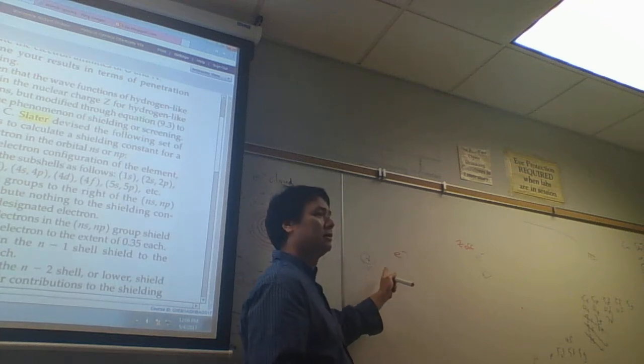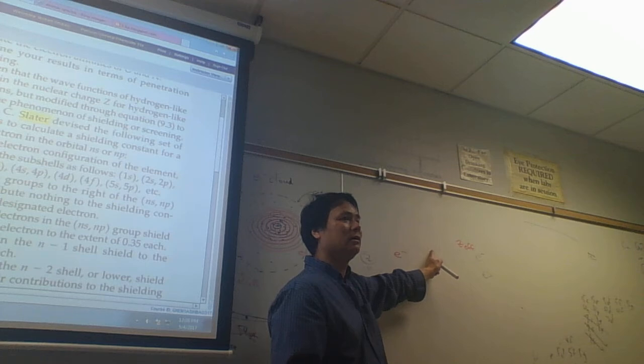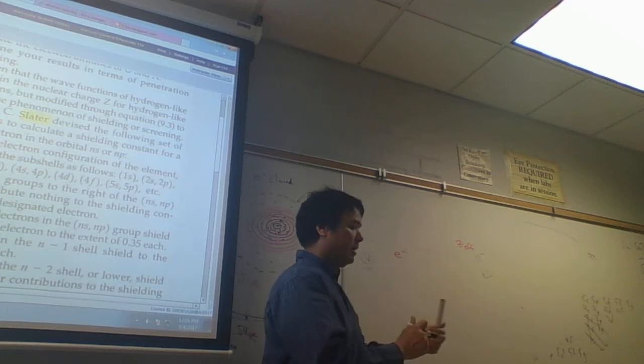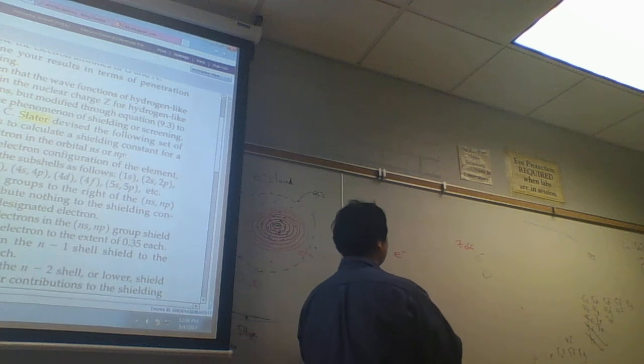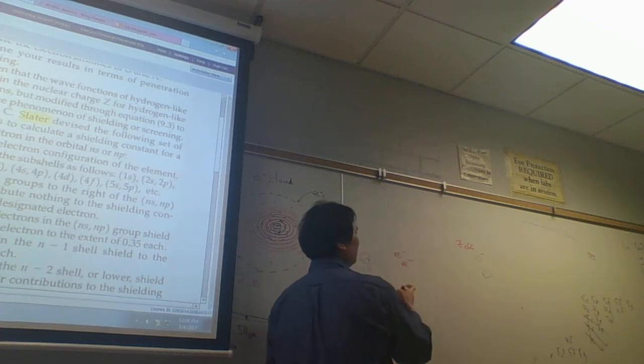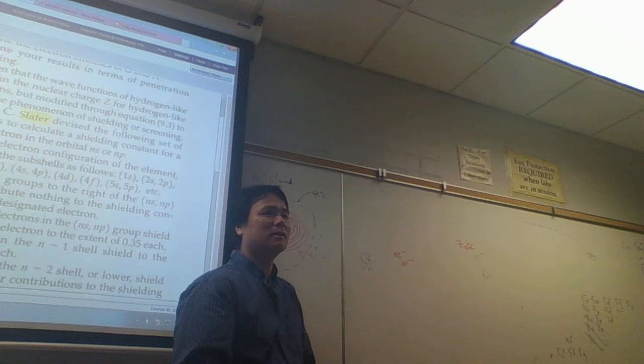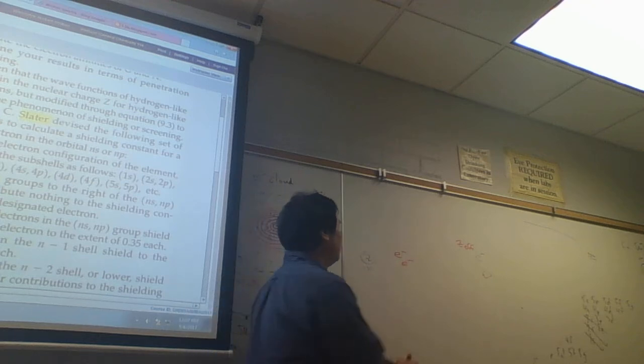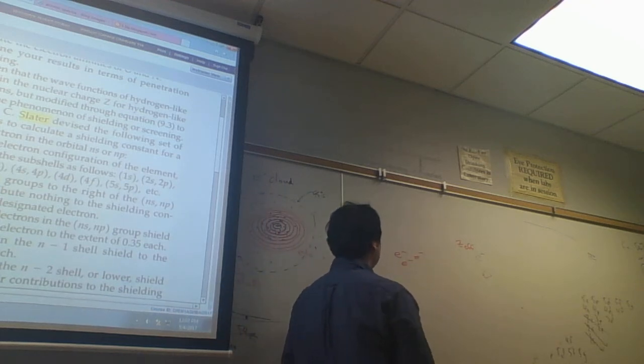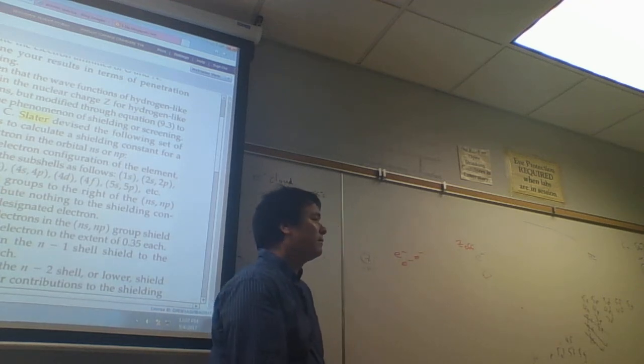Plus, not plus 10, it's going to be plus 9. Well, let's say I'm going to throw in another electron right there. What's your Z effective going to be? Plus 8. Another electron here, it's going to be plus 7.